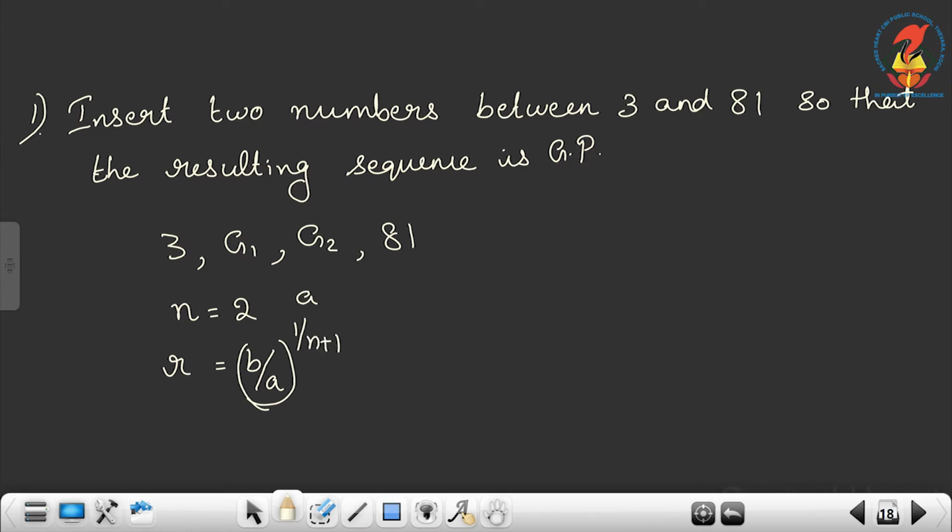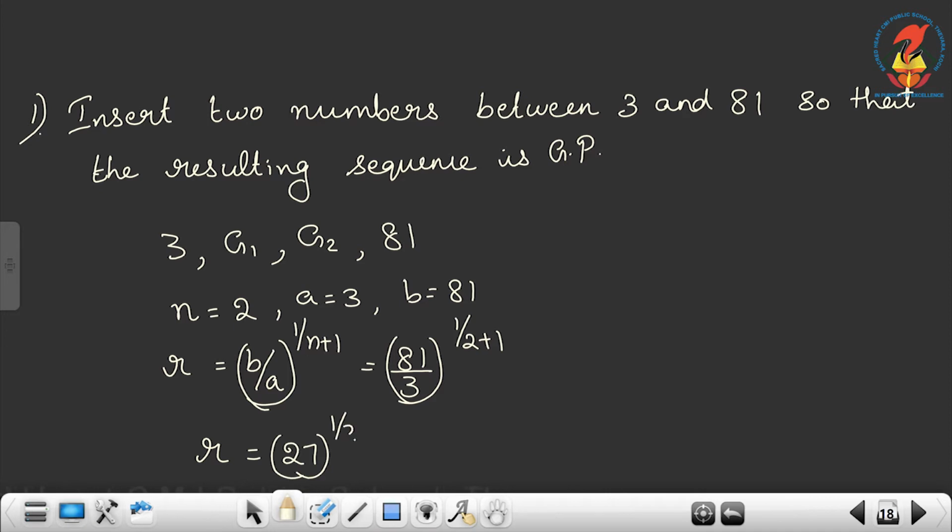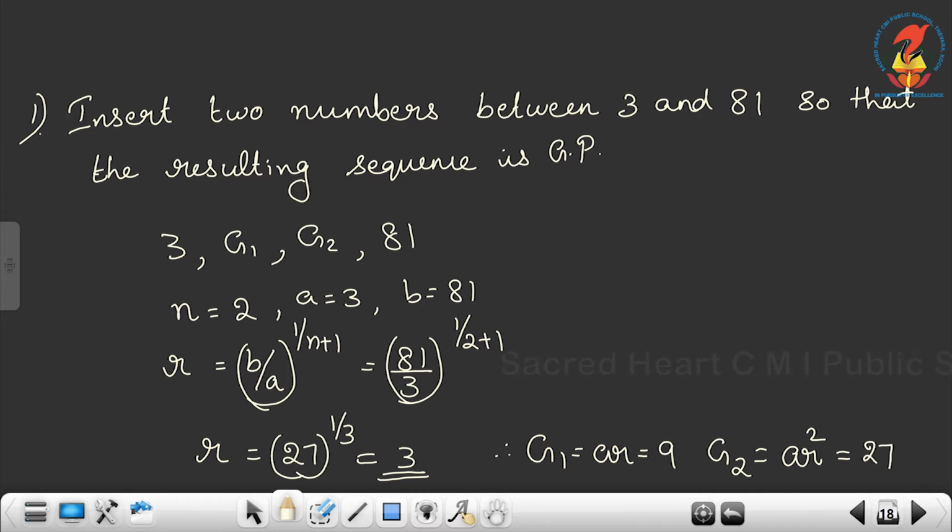Okay, and what is a? 3, b is 81. So here r is equal to (81 by 3) raised to 1 by 2 plus 1, or r is equal to 27 the whole raised to 1 by 3. Cube root of 27, that is 3. So r is 3. So what is G1? G1 is 3 into common ratio, ar, that is 9. G2 is ar square, that is 9 into 3, 27.